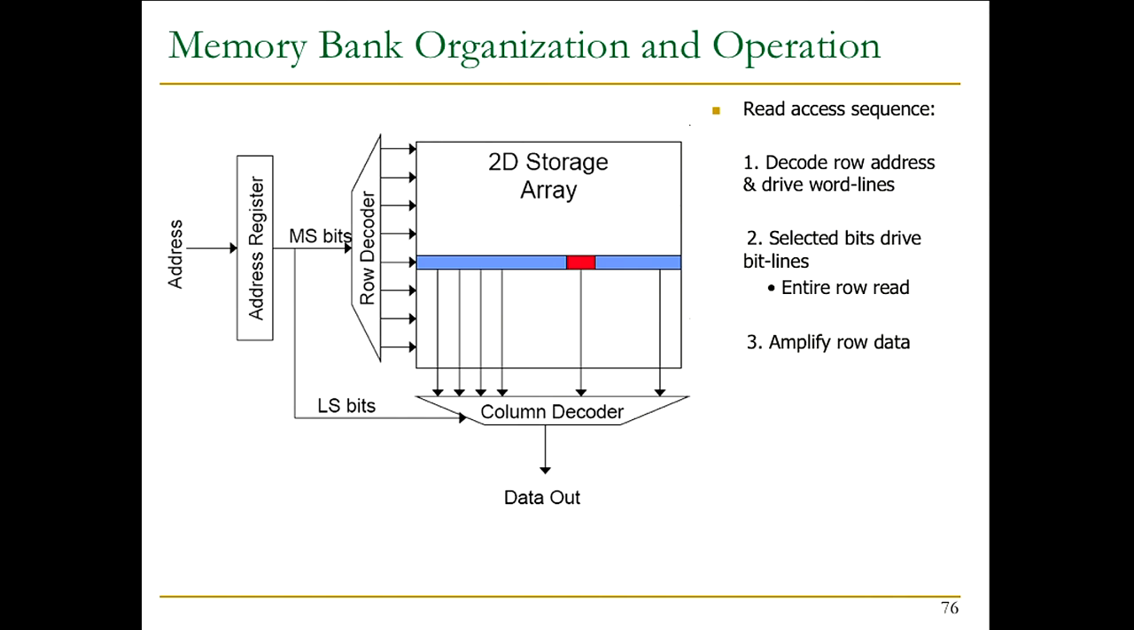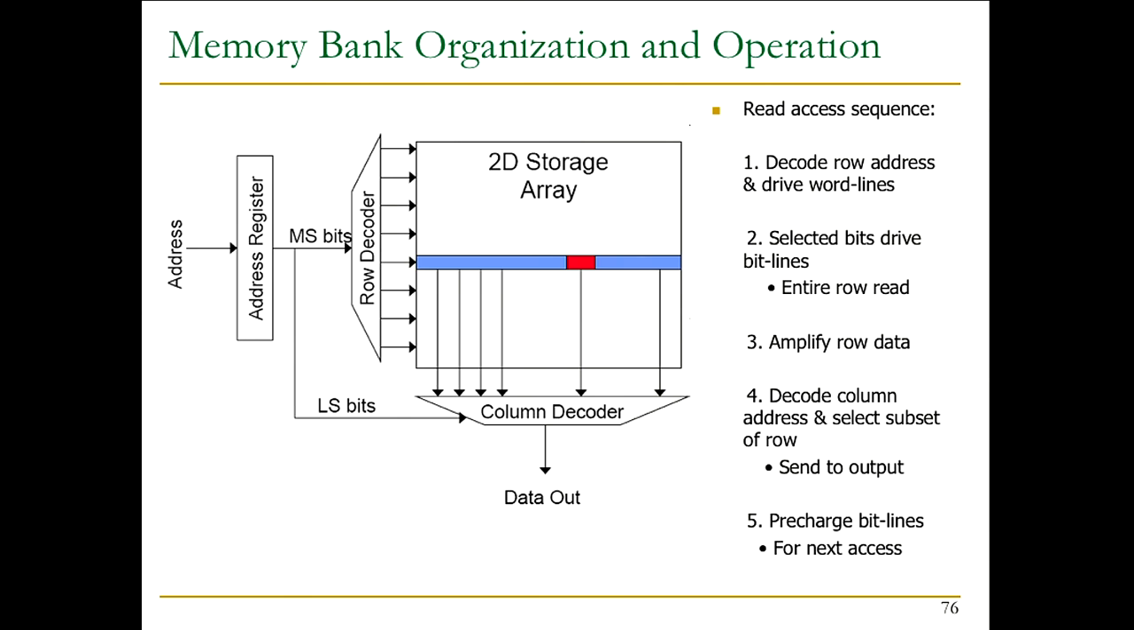You read the entire row. And then you amplify the row data. There's usually a sense amplifier over here, which is not shown, so that you can actually read it out. And you need to decode the column address and select a subset of the row. In this case, it may be this one, for example, if the least significant bits specify that, and then send it to output. And then when you're done with the access, you need to pre-charge the bit line such that you can actually sense the data values of the cells that you're going to access next. Pre-charging basically prepares the array for the next access by setting the bit line values to a particular reference value. And all of the charge-based memories work this way.